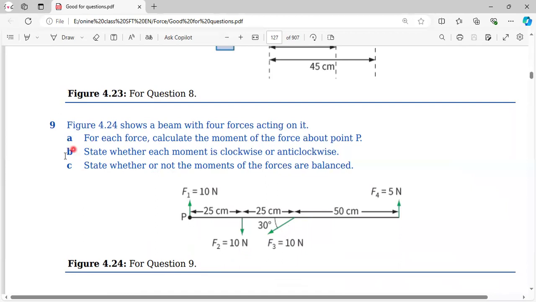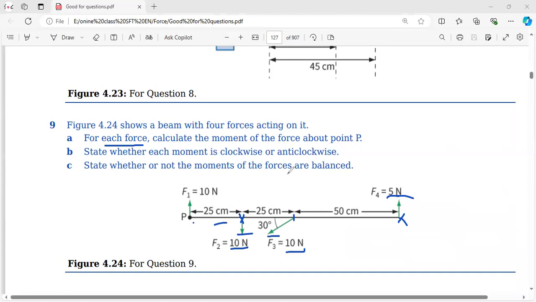Right, you can see, calculate the moment of the force about point P, which means, for each force, calculate the moment, okay. For this point, the moment is 10 multiplied by 25. For this one, 10 multiplied by that x, right? For this point, it is 5 multiplied by 100 centimeters. State whether each moment is clockwise or anti-clockwise. You can obviously understand that: clockwise, anti-clockwise, clockwise.